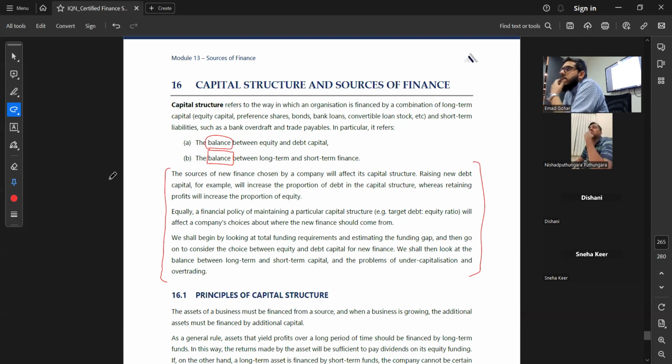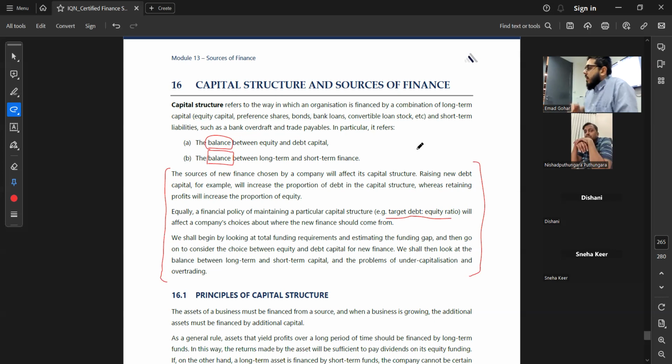Okay, remember we did interpretation of financial statements, module number 3 or 4? 4. So remember we discussed this ratio, debt to equity ratio. This is what they are referring to here. See, debt to equity ratio: how much is your debt as compared to your equity.